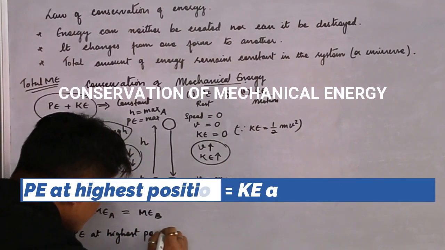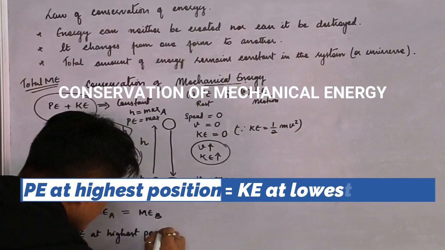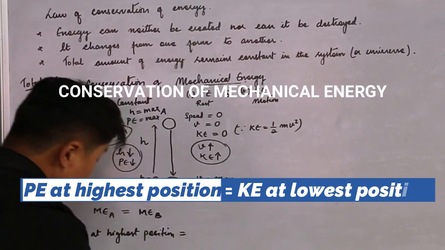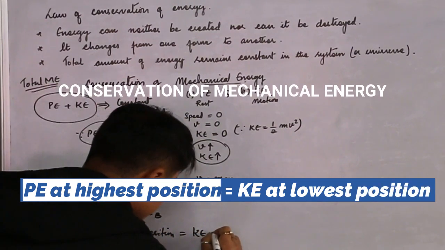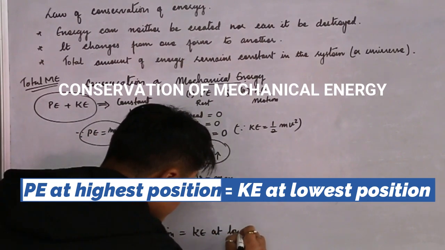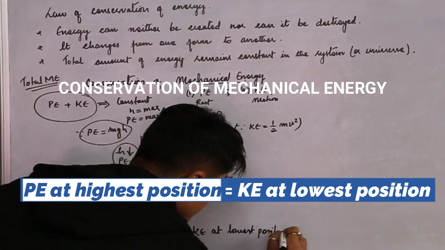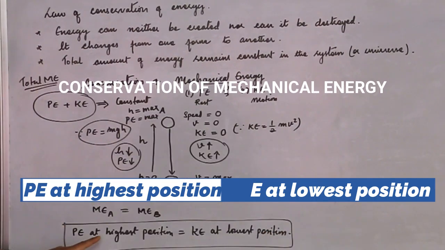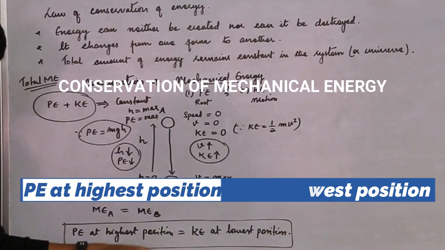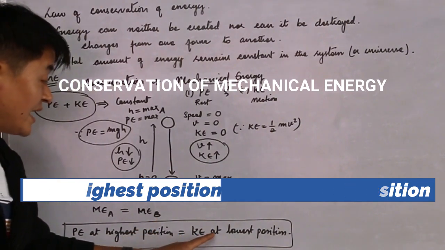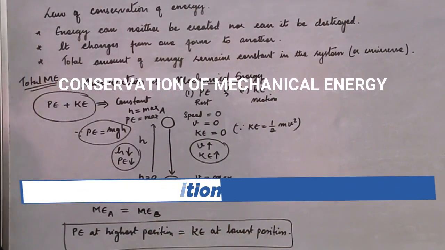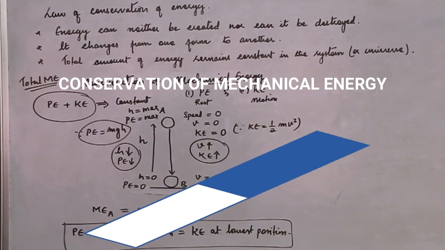So from here we can say that potential energy at the highest point, highest position, is equal to kinetic energy at the lowest position. So from here we have to understand that potential energy at the highest position or highest point is equal to kinetic energy at its lowest position or lowest point.